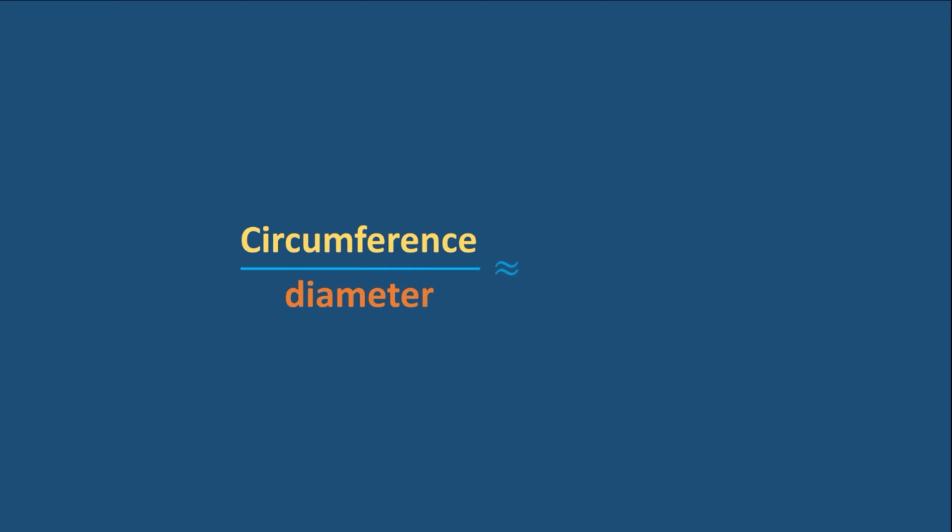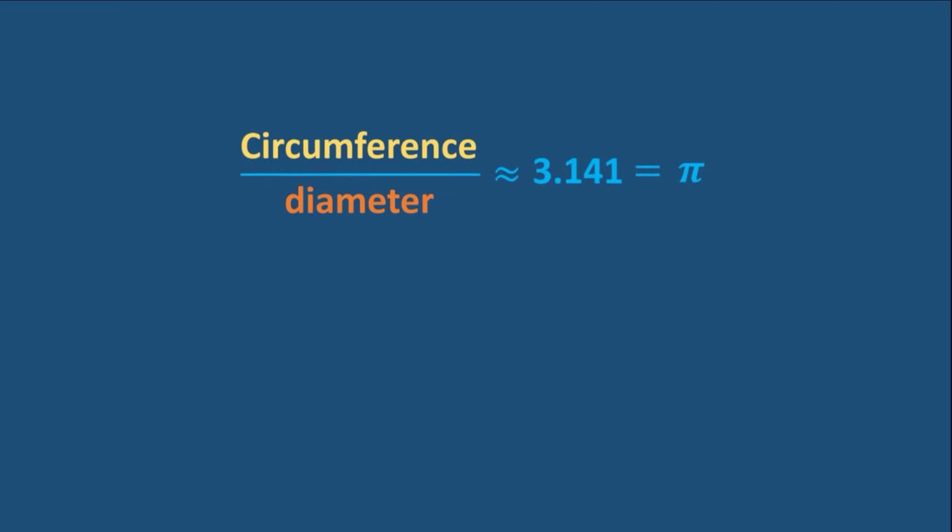All circles are similar geometric figures. They all have the same shape and differ only in size, which means diameter. The ratio of circumference to diameter has the same value for all circles. The number pi is defined to be this common ratio.